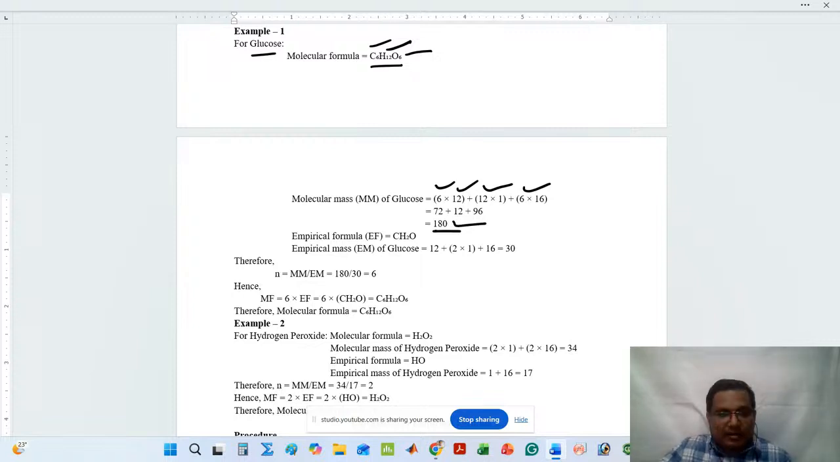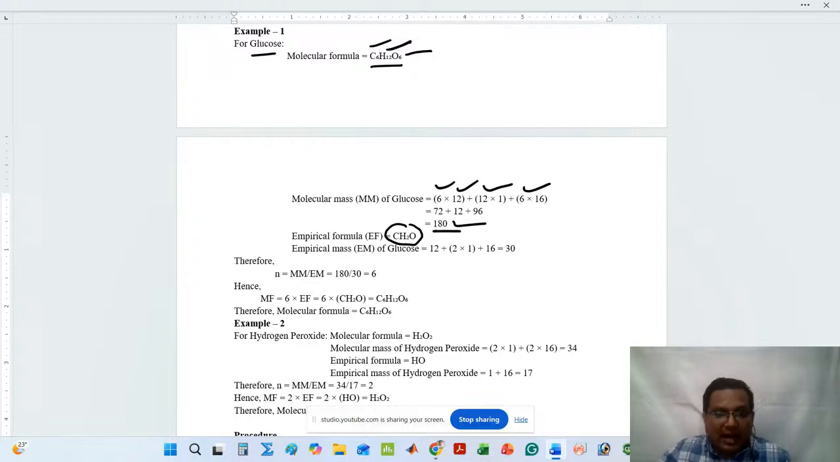We know that the empirical formula of glucose is CH2O. Recently, I have discussed the empirical formula. How can you calculate the empirical formula? By taking the ratio of the atoms, you will be able to write the empirical formula.